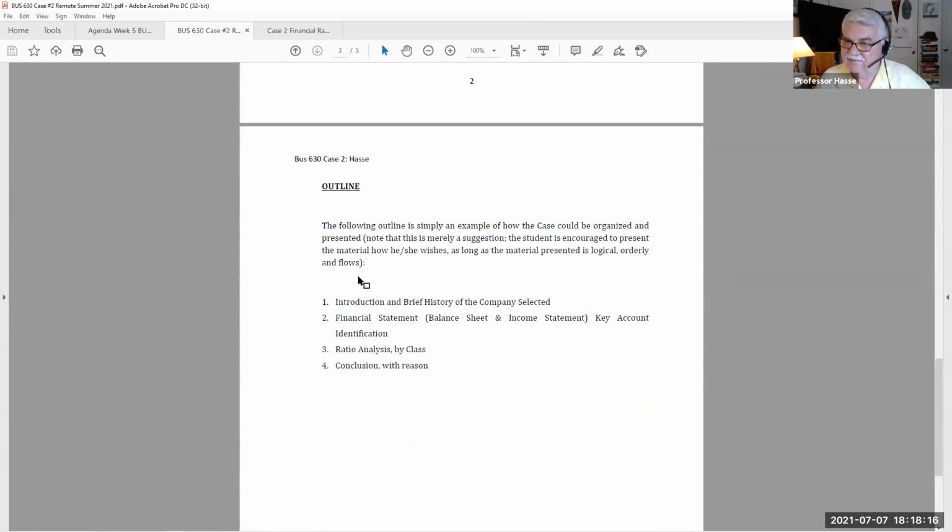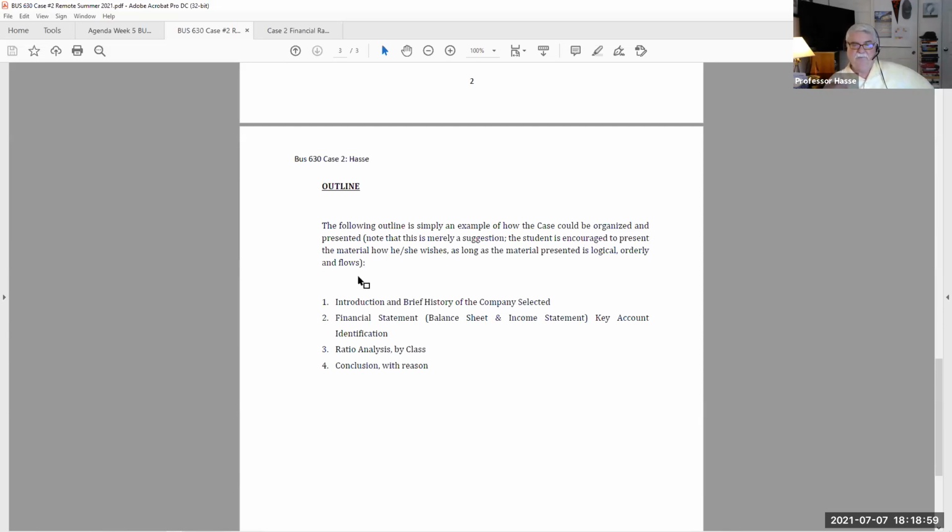The outline or the slides: a minimum of 10 slides in this PowerPoint. You should include an introduction and brief history of the company that you have selected. Financial statements, balance sheet, and income statement with the key accounts designated in those statements. The ratio analysis by class. Remember, there are four classes. You would have a minimum of one equation or one analysis from each class. So that's four. And your conclusion based on what I just talked about.